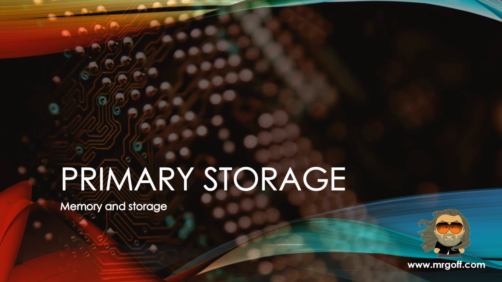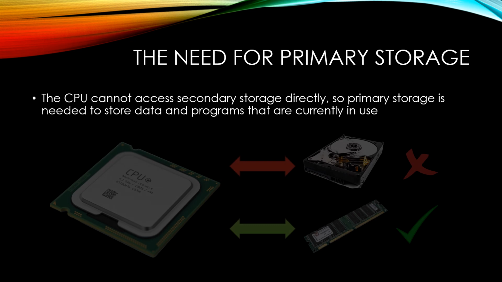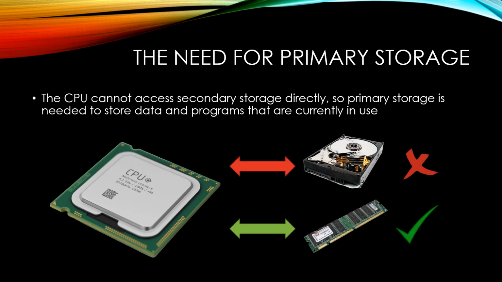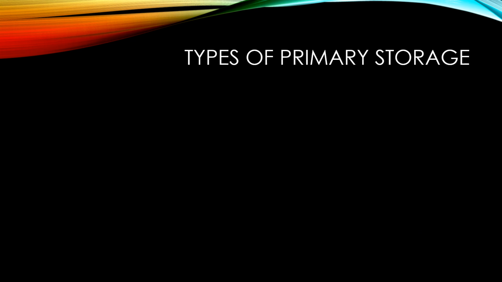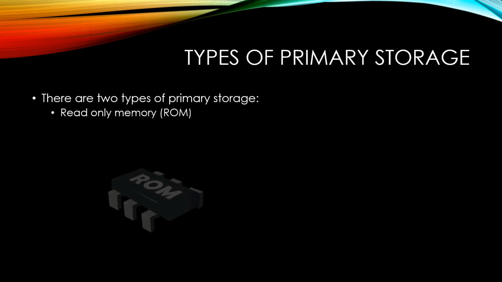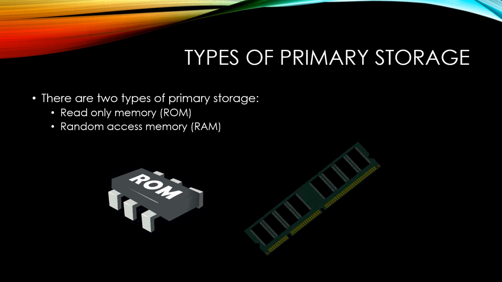This video will focus on primary storage, also known as main memory. The CPU cannot access secondary storage directly, and so the main role of primary storage is to store data and programs that are currently in use. There are two types of primary storage for you to be aware of: read-only memory, also referred to as ROM, and random access memory, also referred to as RAM.